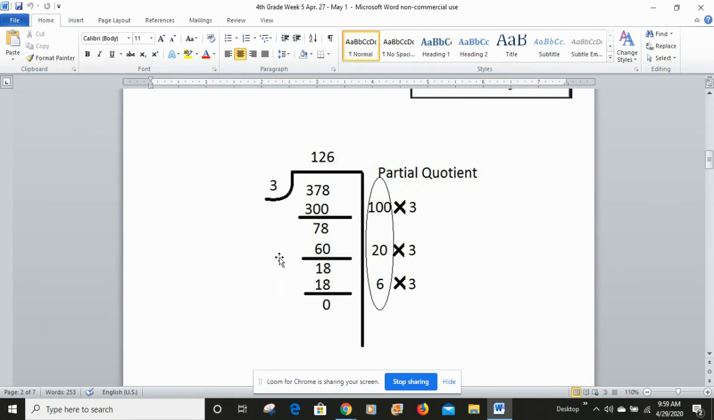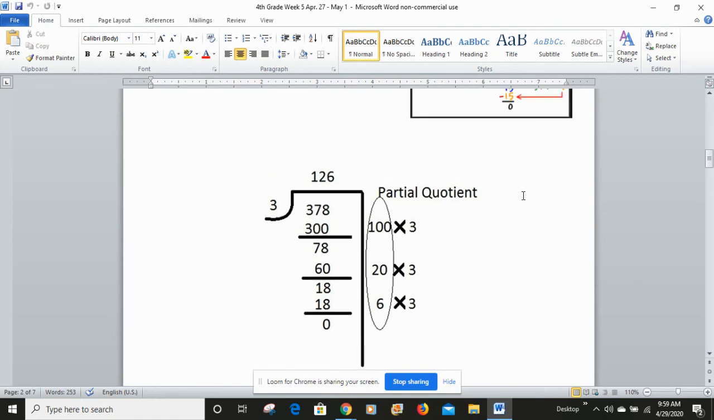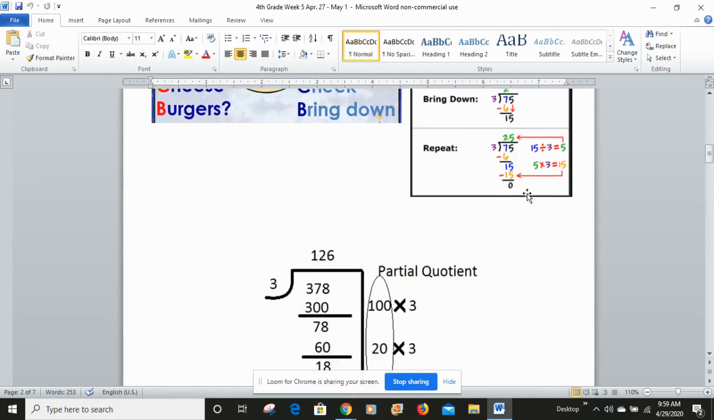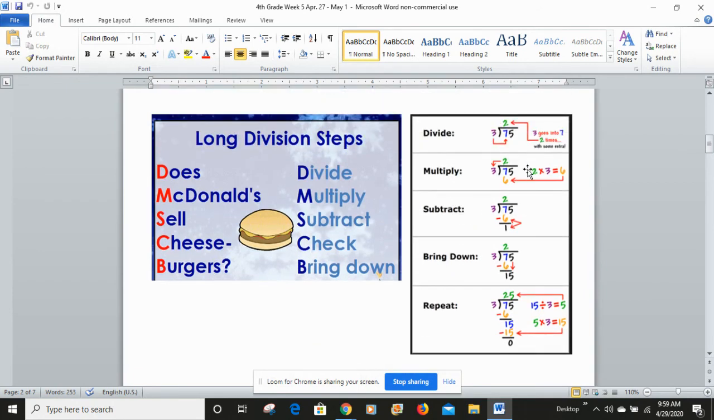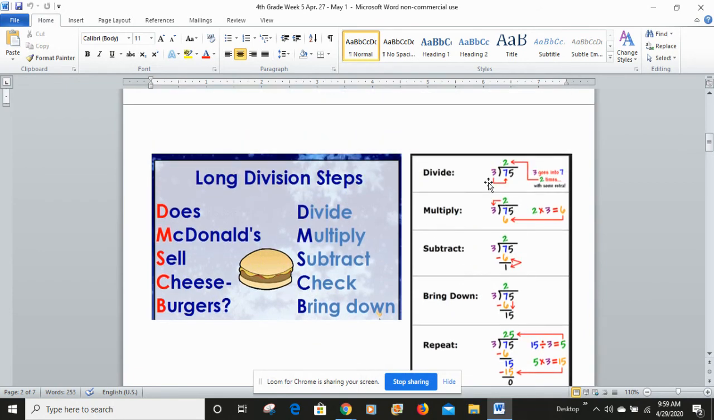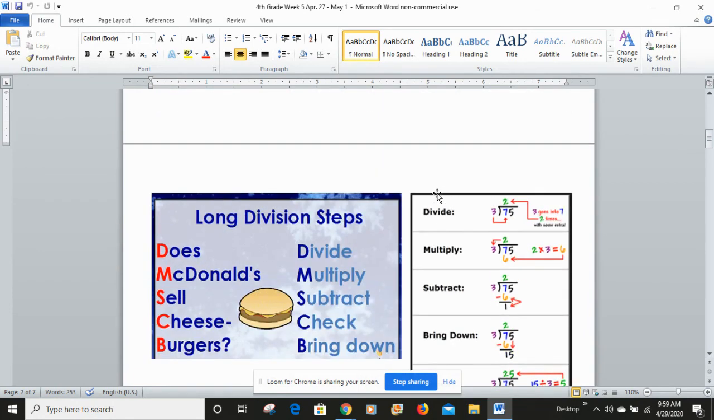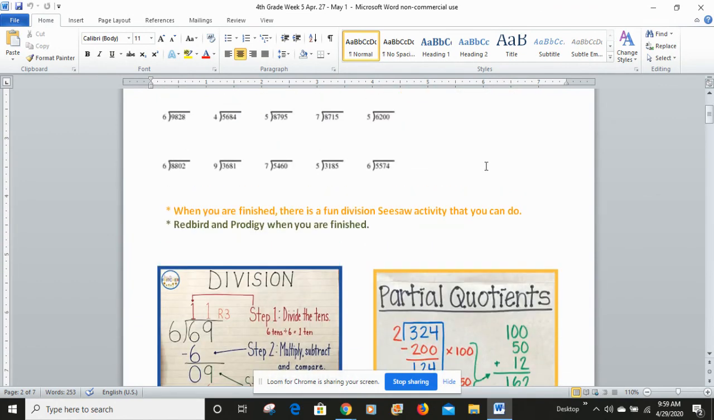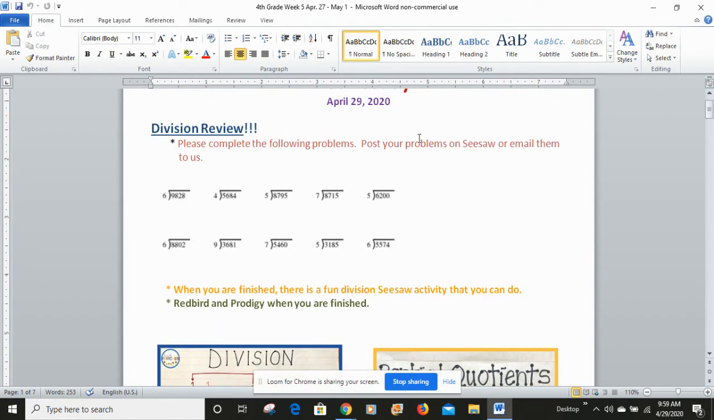One of the things you have to be good at when you're doing long division is you need to be good at your division facts, your multiplication facts, and your subtraction. So it gives you some practice in all those areas. But a couple strategies, the partial quotient strategy and also the long division steps. So use some of those when you're finished with these problems down here.